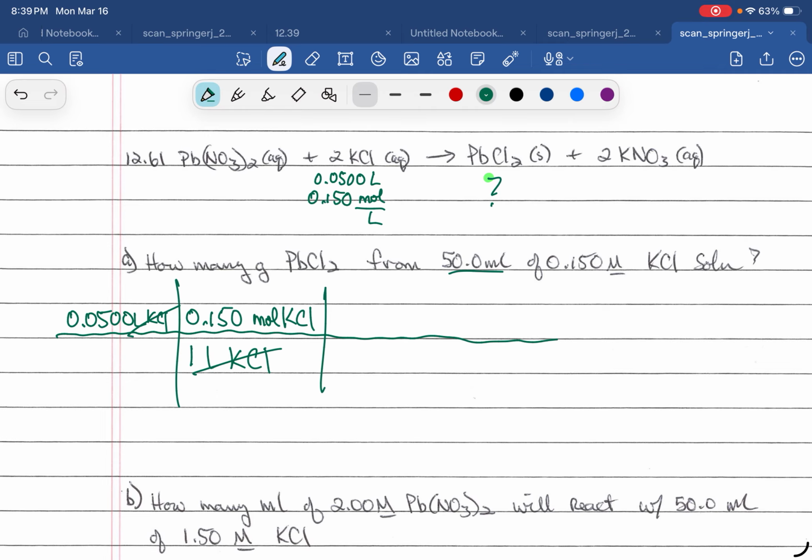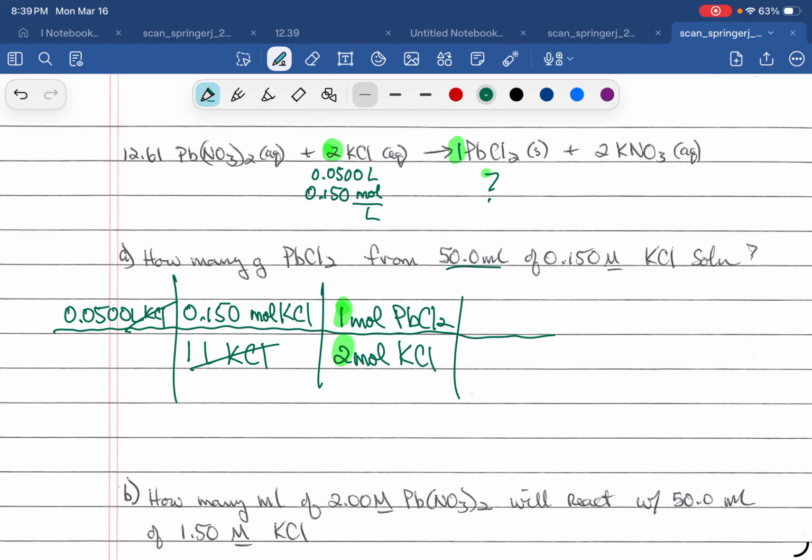Next is the mole ratio step, find over given. I'm trying to find 1 mole PbCl2, and I'm given 2 moles KCl. In case you've forgotten, the coefficients are these numbers here. I don't see any 1 there, so put a 1 there. Okay, so that makes the moles of KCl cancel and leave us in moles of PbCl2.